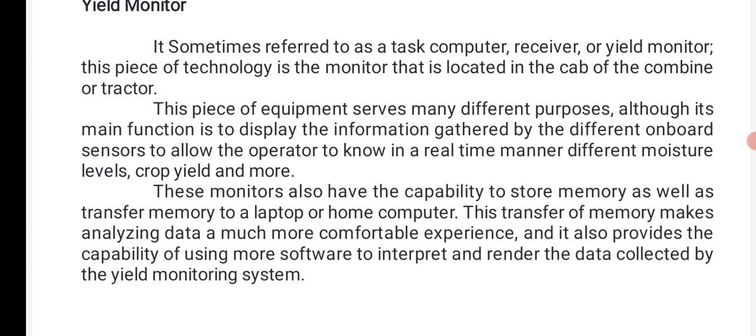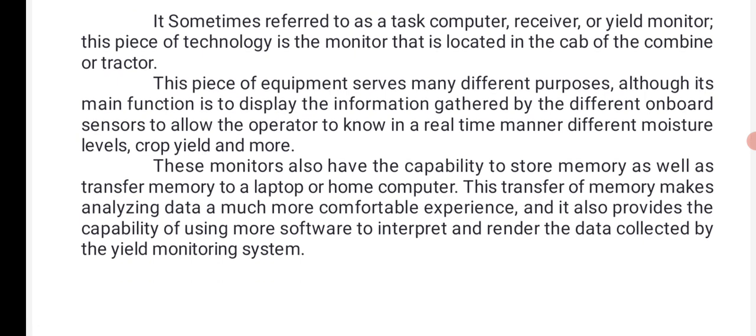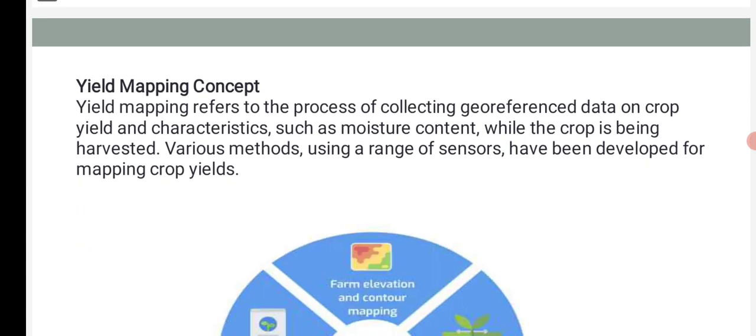These monitors also have the capability to store memory as well as transfer memory to a laptop or home computer. This transfer of memory makes analyzing data a much more comfortable experience, and it also provides the capability of using more software to interpret and render the data collected by the yield monitoring system.